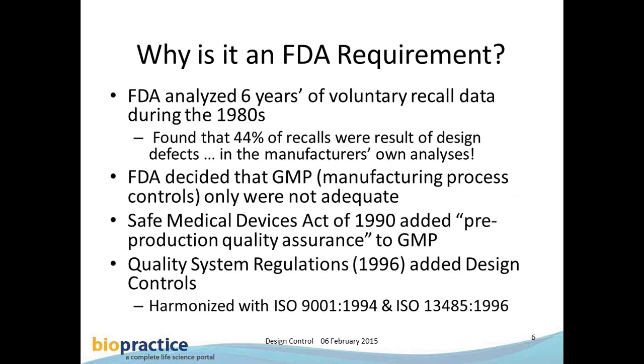FDA at that point decided that the GMPs were not adequate alone to ensure the safety of medical devices. So in 1990, the Safe Medical Devices Act was passed, and that added what was called at that point pre-production quality assurance to the GMP requirements for medical devices. Then in 1996, FDA released the quality system regulations, which added the specific design control requirement. And at that point in time, it was harmonized with the current ISO standards 9001:1994 and 13485:1996.